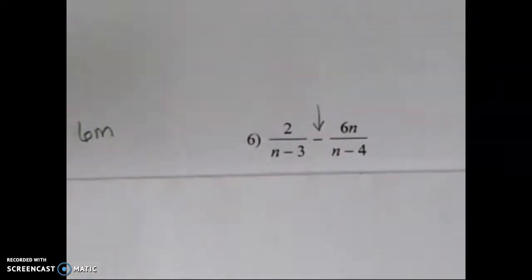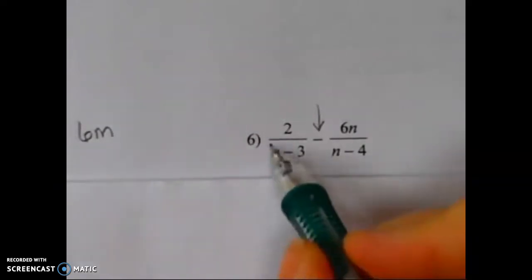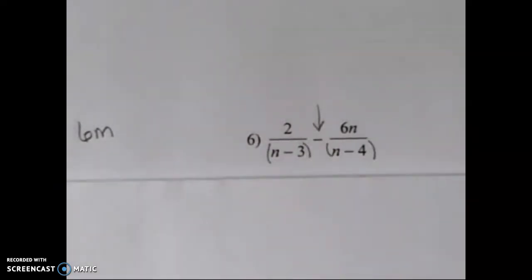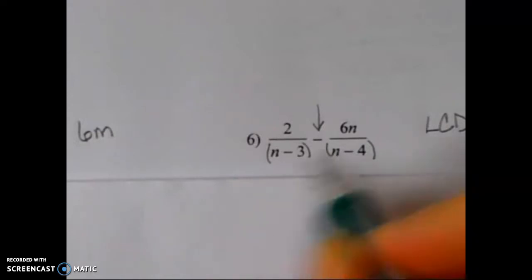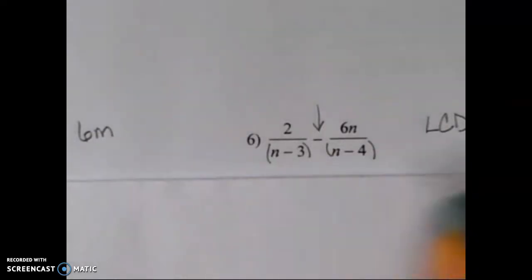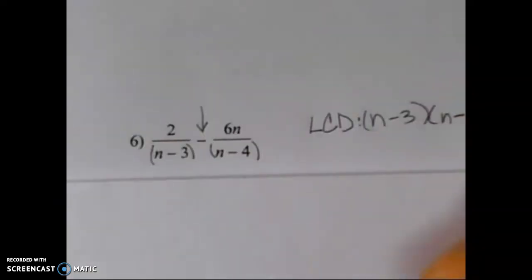Let's look at 6. So again, a subtraction sign, I put an arrow there just to make sure that I remember that it's minus, not plus. So these are binomials. Remember, when you have binomials, you should put parentheses around them. For the LCD, each binomial needs to be represented. There's no number outside and there's no variable outside. So my LCD is just n minus 3, n minus 4.